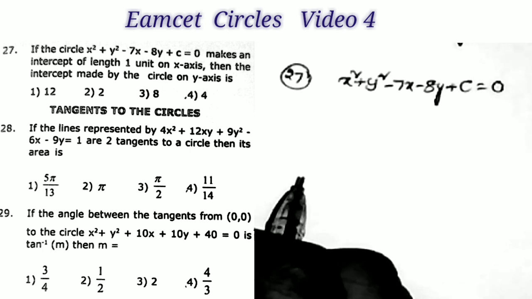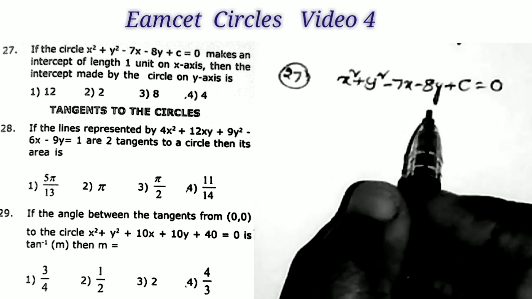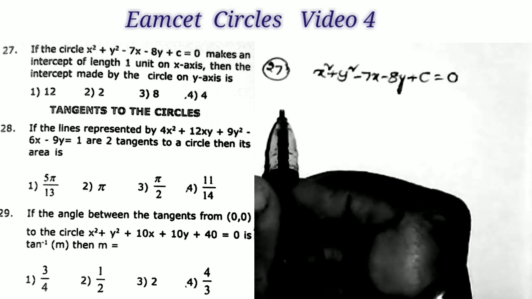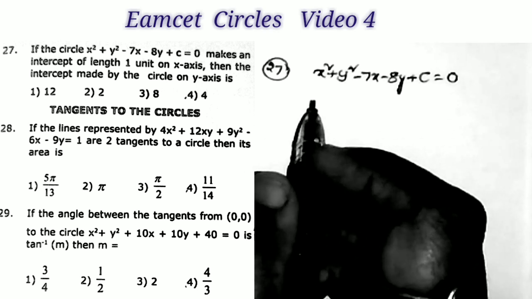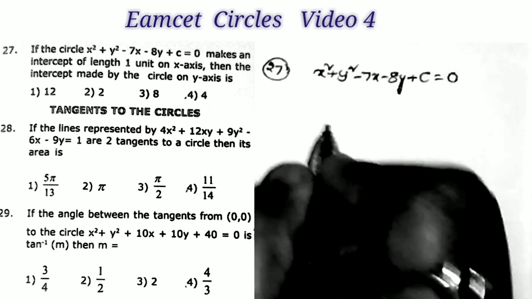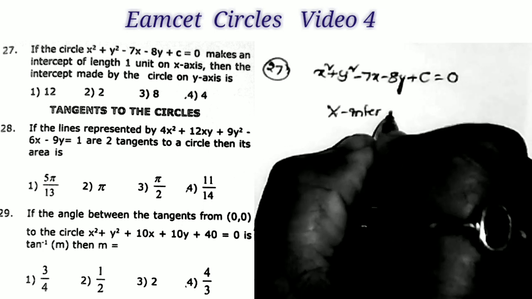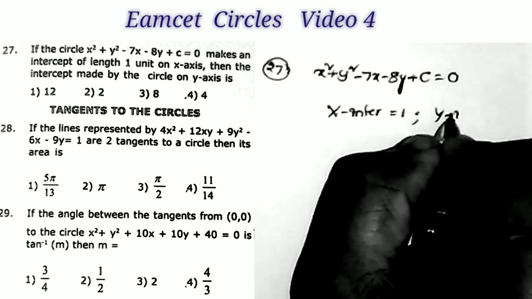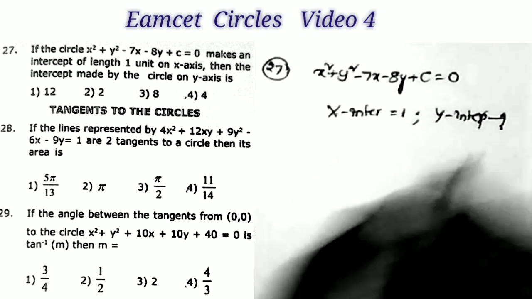If the circle x square plus y square minus 7x minus 8y plus c is equal to 0 makes an intercept of length 1 unit on the x-axis, then what is the intercept made by the circle on the y-axis? Okay, understand. What is given? The intercept of length 1 unit on the x-axis, that is x-intercept is given. X-intercept is equal to 1. What we want? The length of the y-intercept. So this is the given question. X-intercept is given, we want the y-intercept value.